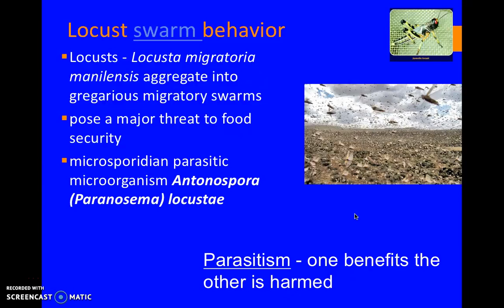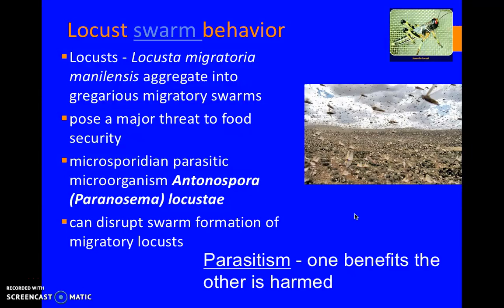And here we have an example of a symbiotic relationship that's parasitic between a locust, which is an animal in the form of an insect that can completely devastate agriculture by consuming plants in a field or any kind of vegetation right down to the ground. It'll eat stems, leaves, grains, everything, and poses a major threat to the food security of many people in the world.